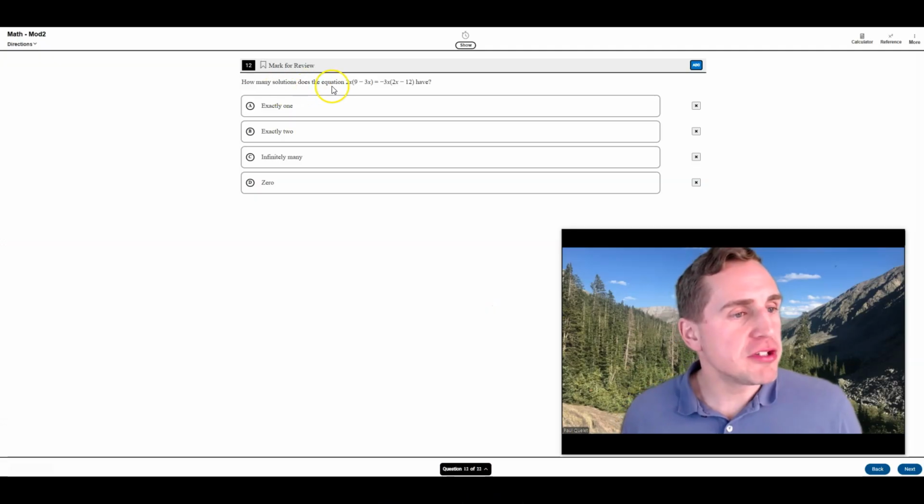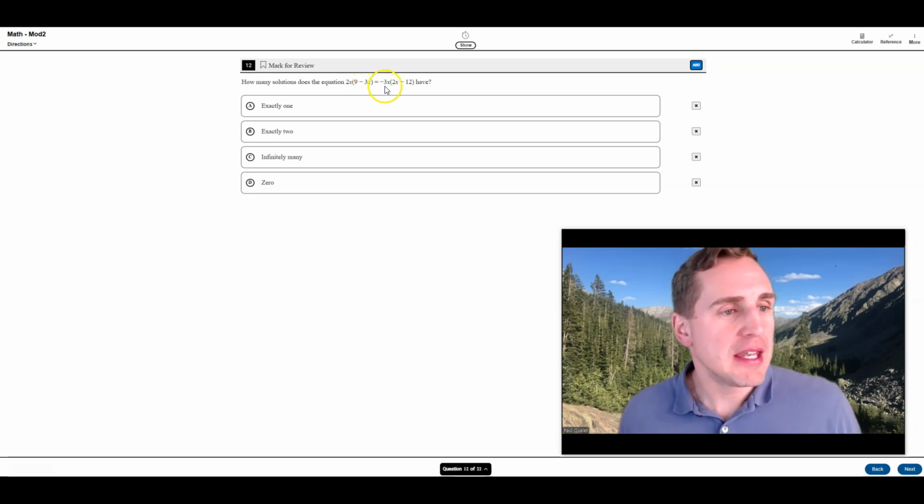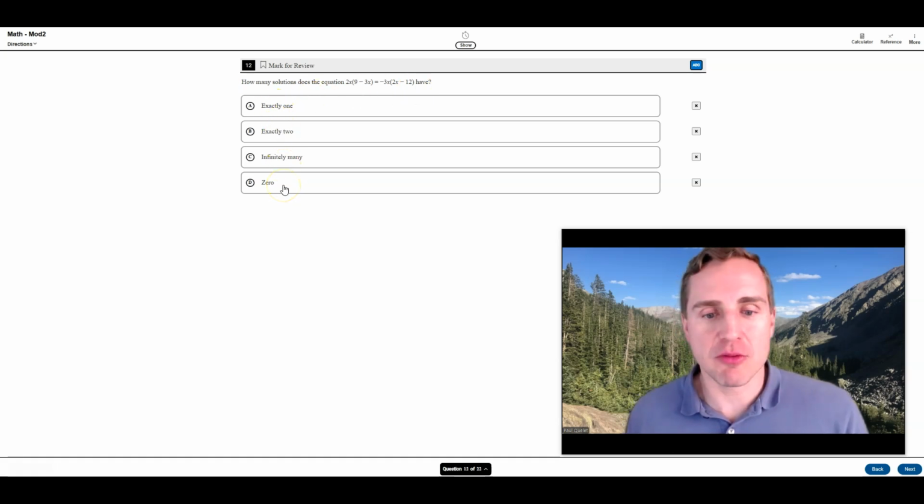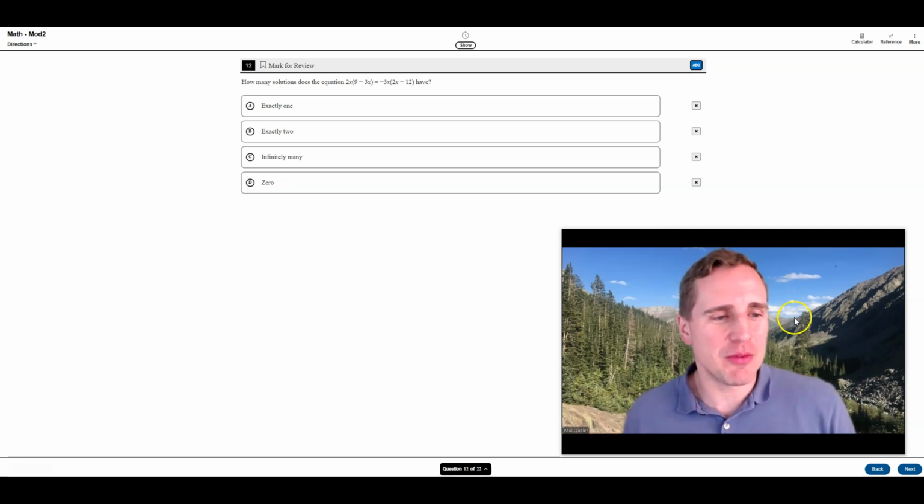And let's get back to today's content. How many solutions does the equation 2x times (9 minus 3x) equal to negative 3x times (2x minus 12) have? 1, 2, infinitely many, or 0? All right, so I recommend we multiply this out and then we see how this works in terms of what special properties it has.